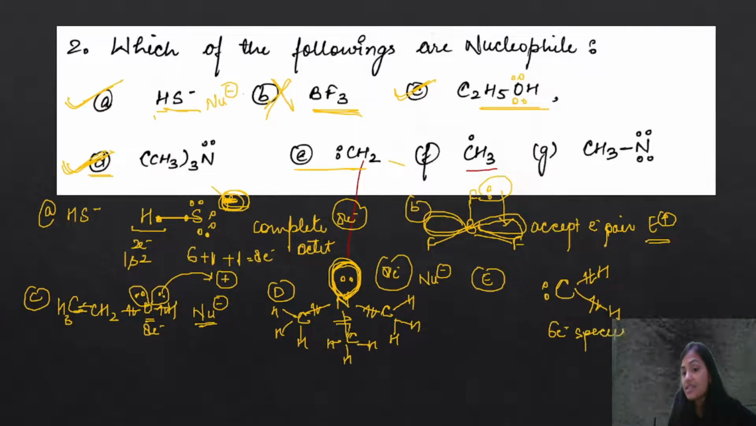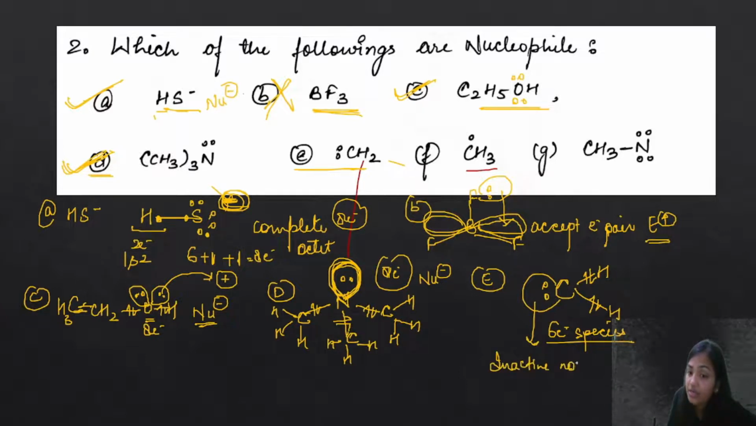Many students say, ma'am, this is a lone pair. No, this is not a lone pair. This is an inactive, non-bonded pair of electrons. You can't say that this is a lone pair.